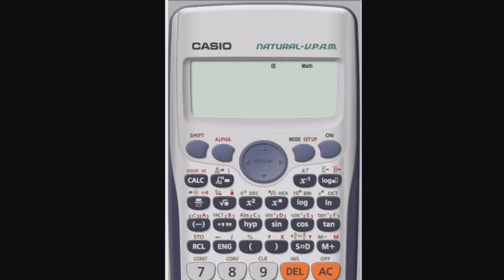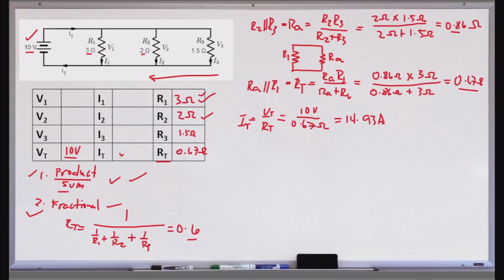So, let's solve it using our calculator. 10 divided by 0.67, that will give us 14.93. So 14.93 ampere. So by the way, here it is. I already wrote it down. 14.93. So let me write it down for our I sub T. Let me just erase that one. So that's 14.93.